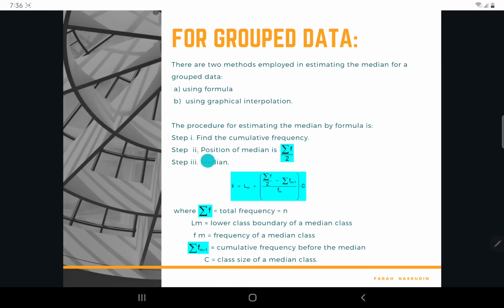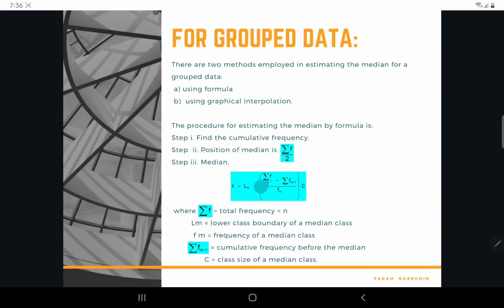Okay, but before that, we need to perform step 1. Okay, step 1, we need to find the cumulative frequency. Okay, cumulative frequency, and then find the position of the median. So this time, the formula for the position of median for group data is total of the frequency divided by 2, and then insert in this formula, okay, to find the median. So look at this formula. We have LM here, okay, plus with the stuff here and times with C.